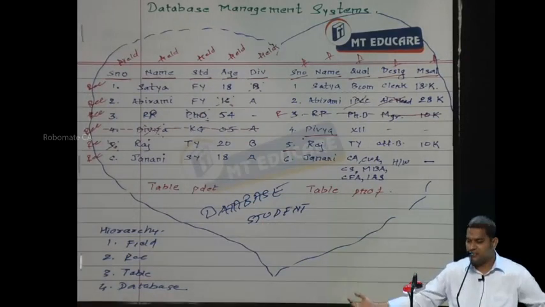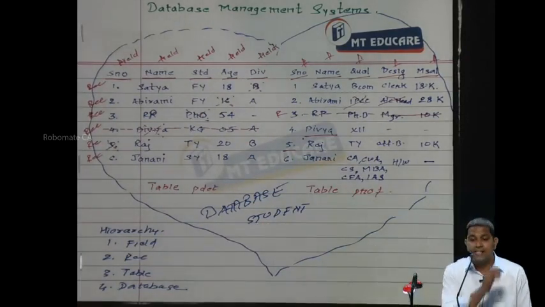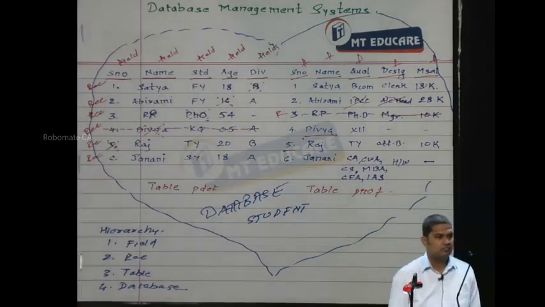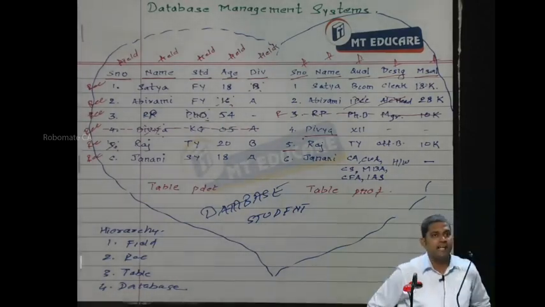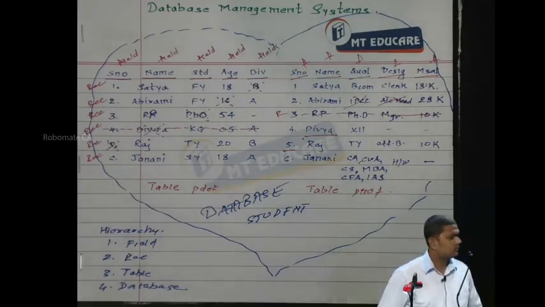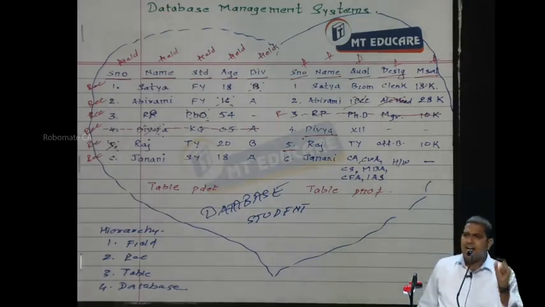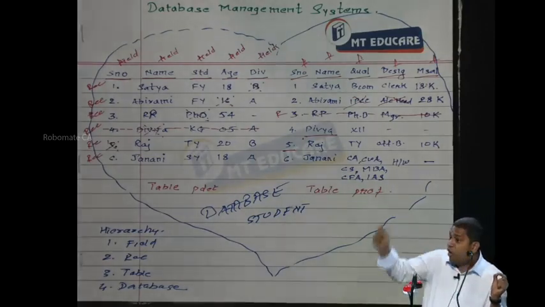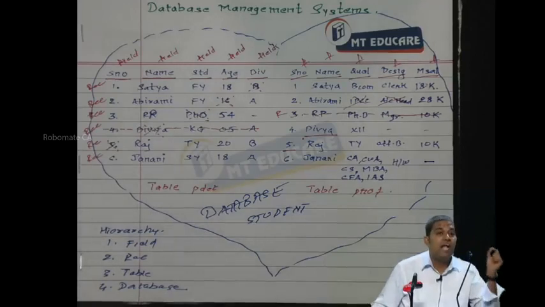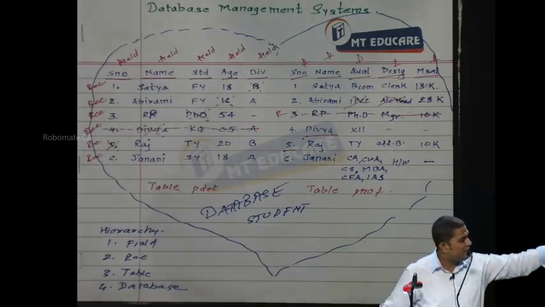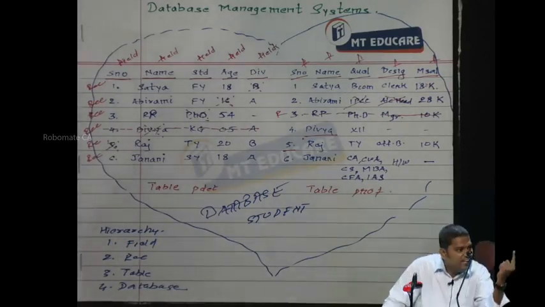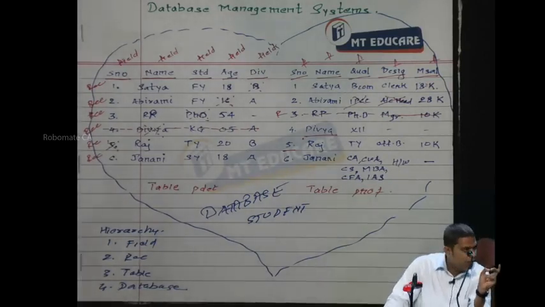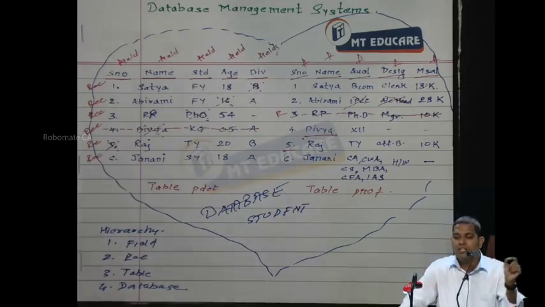What are the different types of keys? Number one is called a candidate key. Now what exactly is a candidate key? A candidate key is a field or collection of fields which will help to describe an entity. I repeat, a candidate key is one field or collection of fields which will help to describe an entity.